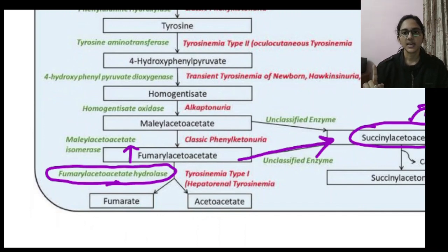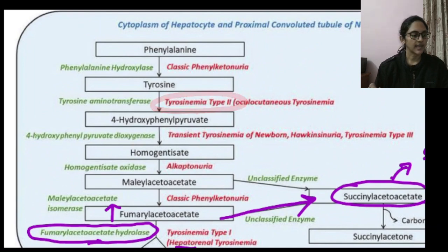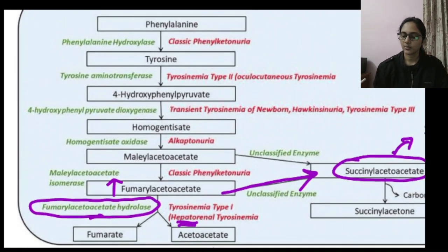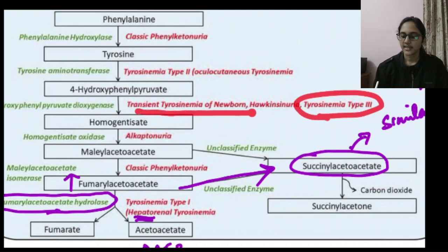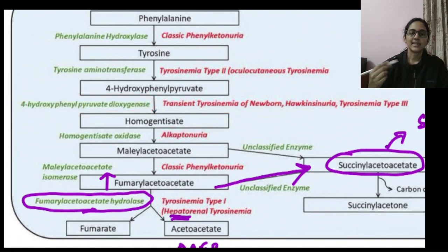And what is type 1 tyrosinemia? Type 1 tyrosinemia is due to the deficiency of fumaryl acetoacetate hydrolase, and this is a hepatorenal tyrosinemia. So you will find elevated AFP here. In this case they have given us elevated alpha fetoprotein, AFP. And what is type 2 tyrosinemia? Type 2 tyrosinemia is deficiency of tyrosine aminotransferase, and that is an oculocutaneous tyrosinemia, right? And type 3 tyrosinemia is what? It is neonatal tyrosinemia, transient tyrosinemia of newborn, and that is due to deficiency of hydroxyphenylpyruvate dioxygenase. When there is a gain of function mutation of this gene, then you call it Hawkinsinuria, right?